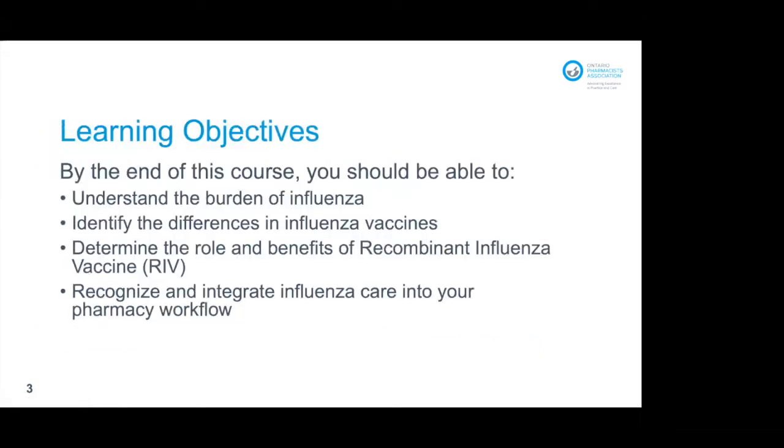So in today's presentation, we're hoping that the learning objectives that you take out of this course are to understand the burden of influenza, identify the differences in influenza vaccines, so we'll go through each one of those, determine the role and benefits of recombinant influenza vaccines, as well as recognize and integrate influenza care into your pharmacy workflow. And we'll talk about some of the challenges that you might be facing in your pharmacy and what you can do to help better integrate this into your day-to-day workflow.